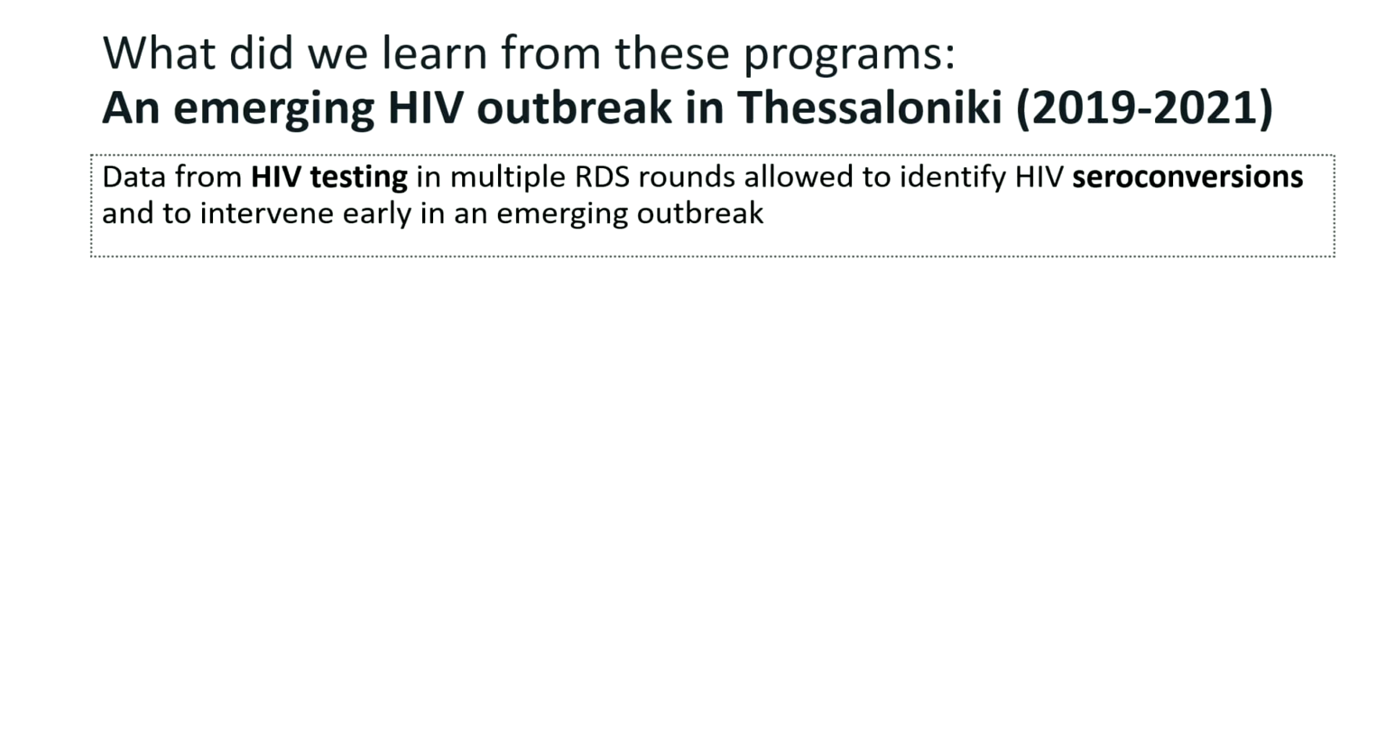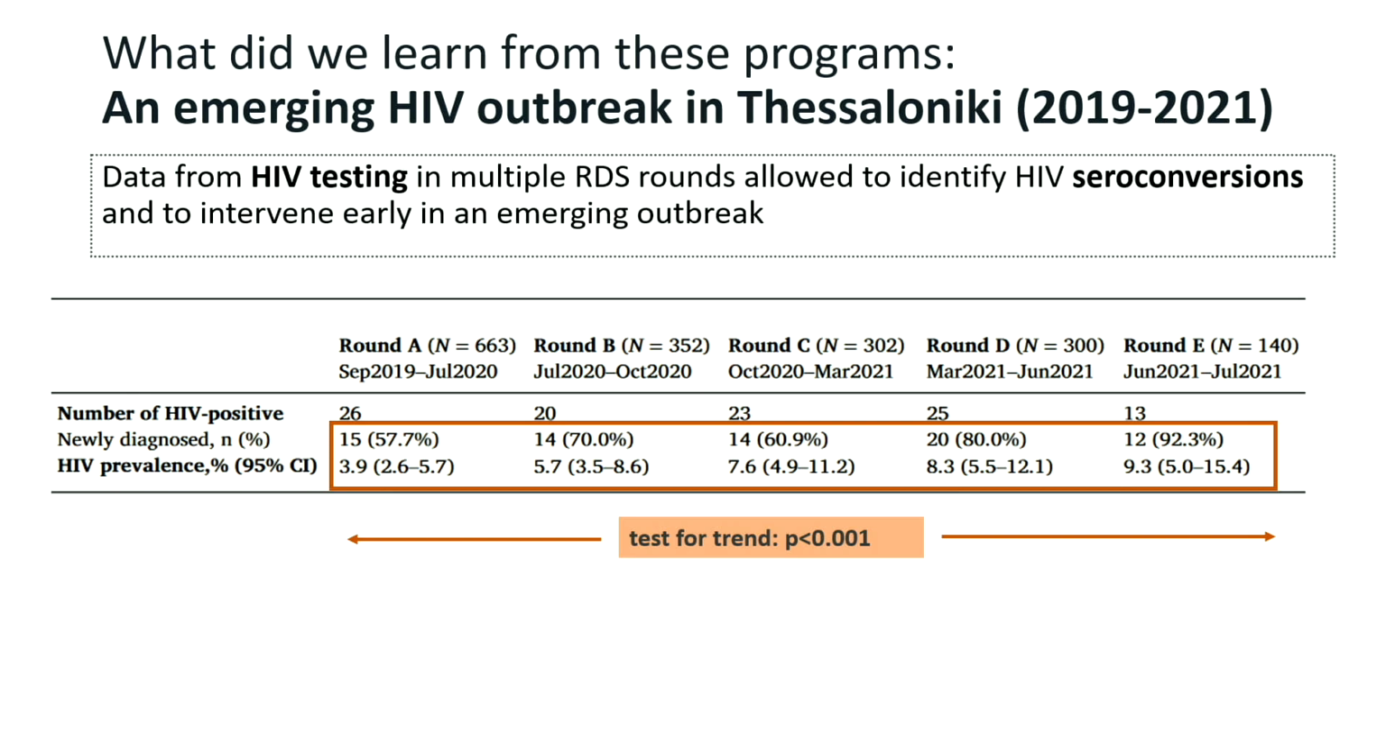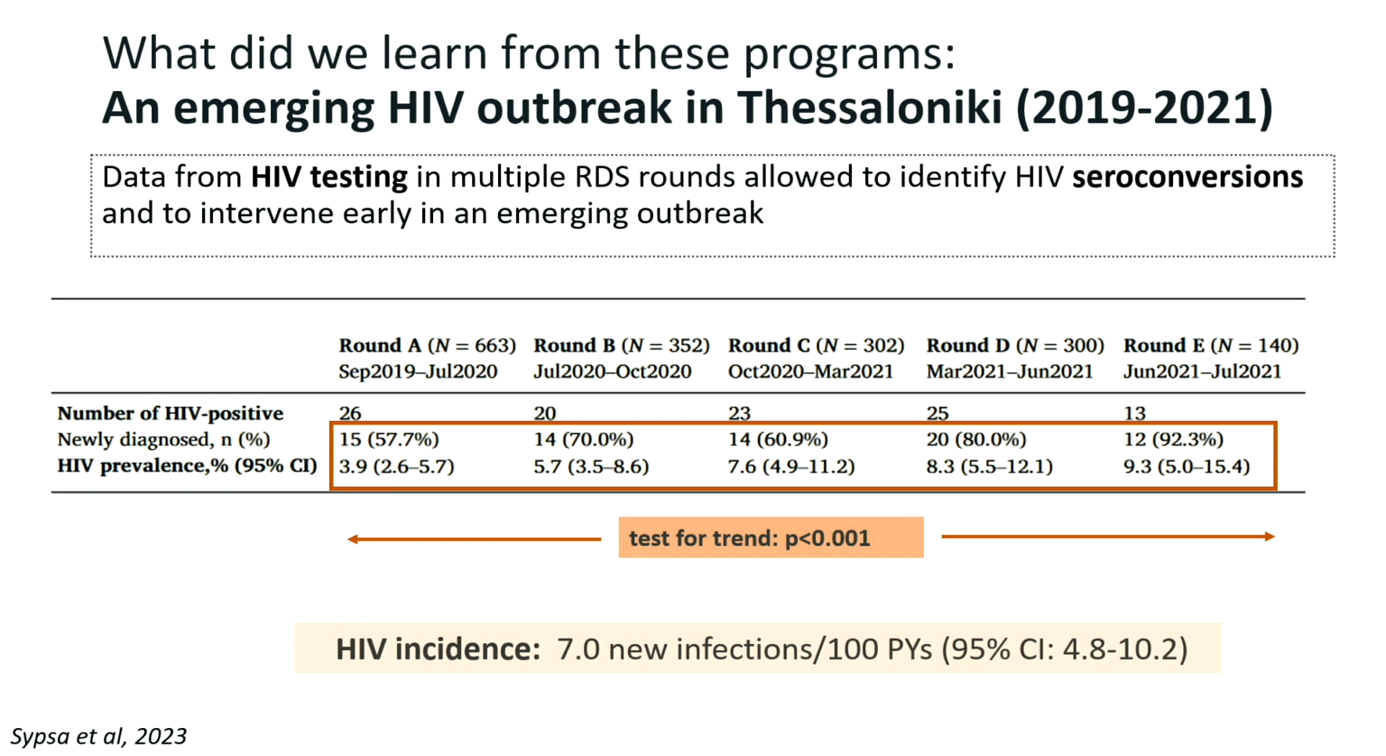So we have seen from all these multiple tests that we performed over time that people who were initially seronegative, especially after the first lockdown due to COVID, returned HIV positive. So HIV prevalence increased over time from around 3.9% to up to 9%. And in most of the cases, as you will see, were newly diagnosed cases, first time reported to the HIV surveillance system. And based on the HIV seroconversions we identified there, we know that HIV incidence is around 7 new cases per 100 person years.